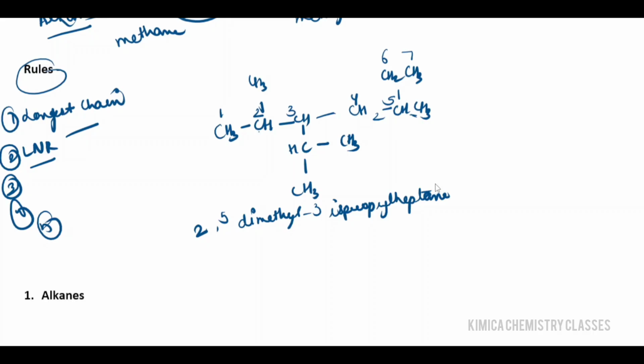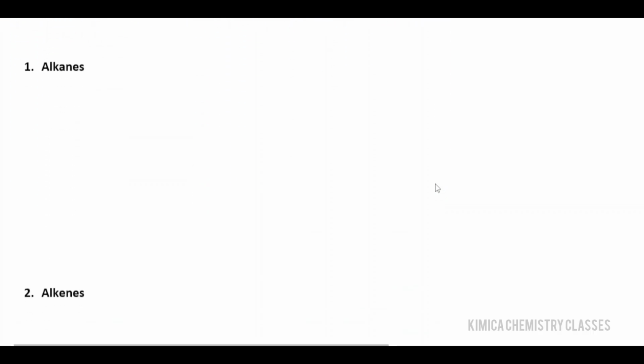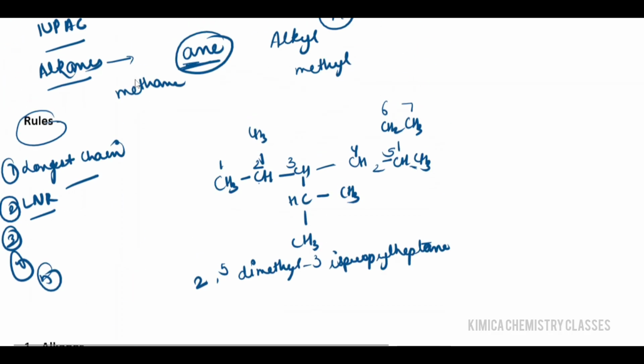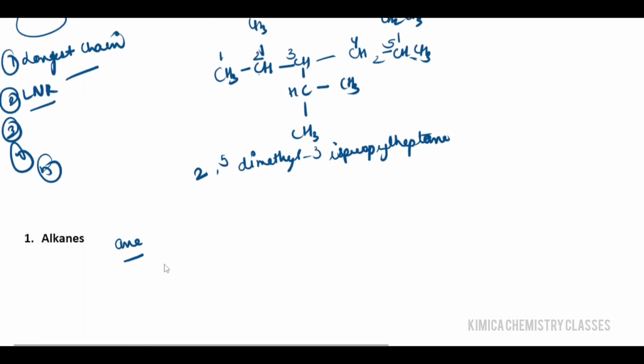Now we are discussing nomenclature of alkanes. First of all, there are alkanes, then alkenes, then alkynes. So the IUPAC name is obtained by replacing the suffix "ene" of the corresponding alkene by "ane." This is all about the alkanes, right? So alkanes are discussed here.